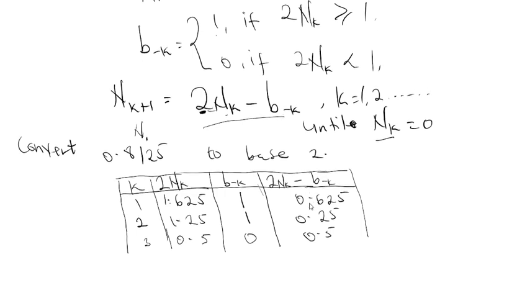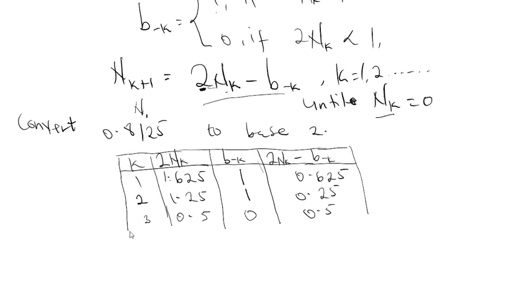Right. So let's continue with the workings. Now the next one, if I multiply 0.5 by 2, I'm going to get 1. Because this is greater than or equal to 1, this is going to be 1. Then we subtract, and we're going to get 0. Now our n_k is 0, so we will not continue again.